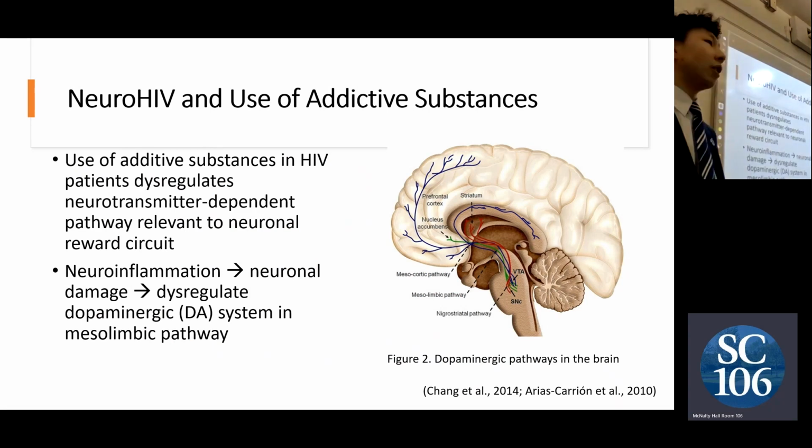So neuro-HIV and its use of addictive substances. The use of addictive substances in HIV patients dysregulates the neurotransmitter-dependent pathways, and these pathways are relevant and critical to the neuronal reward circuit. HIV pathology affects the brain, specifically leading to neural inflammation, and neural inflammation causes neuronal damage and dysregulates the dopaminergic system.